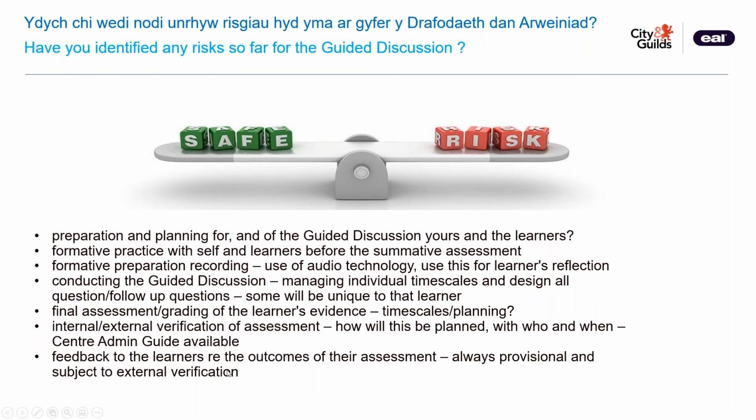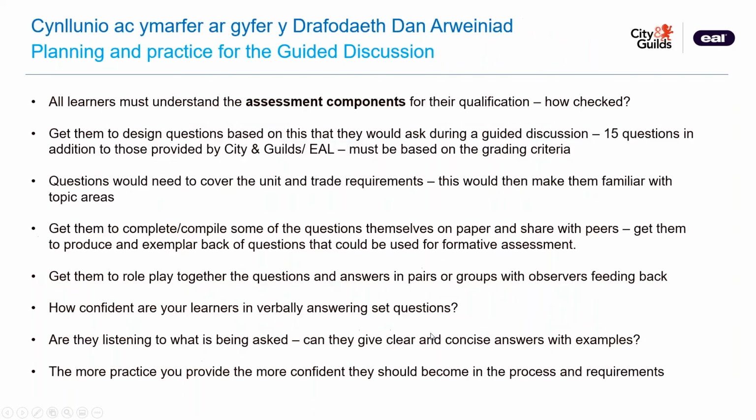Feedback to the learners through the outcomes of their assessments is always provisional and subject to external verification. As you can see from the grading of the practical assessments, there are 3 different grades for distinction, 2 for merit, 2 for pass, and then you've got the fail. So again, it's making sure that all those are accurate and that the grade awarded is accurate. And then obviously we've got the guided discussion post that.